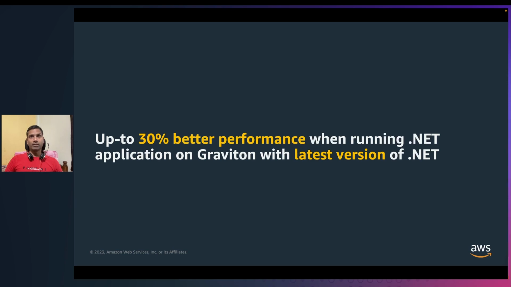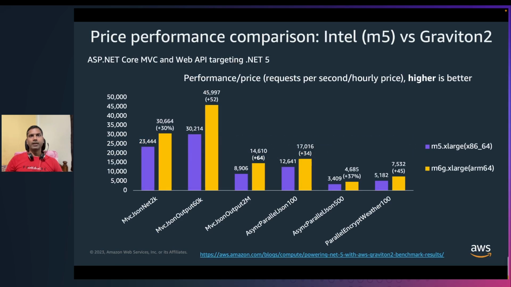With .NET workload, Graviton instances on an average provide up to 30% better performance with the latest version of .NET. To test these performance numbers, one of my colleagues, Kirk Davis, who is a principal solutions architect in the Microsoft platform team, has done some benchmarking and published the results in his blog, which I've linked here. He used two applications for his benchmarking, ASP.NET Core MVC and Web API apps targeted for .NET 5.